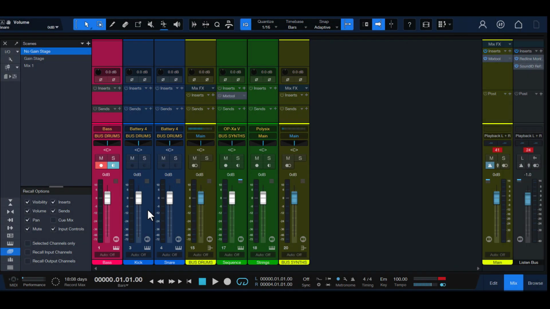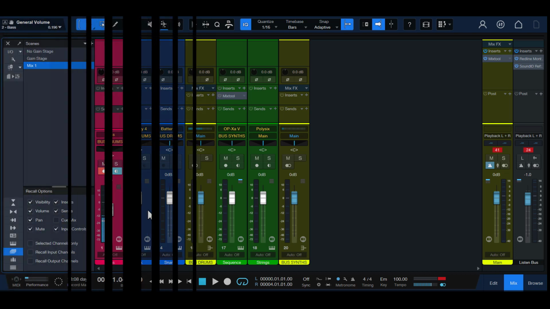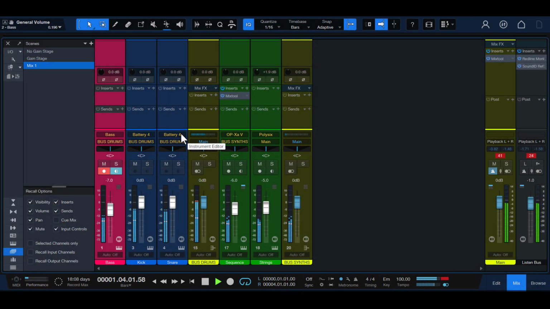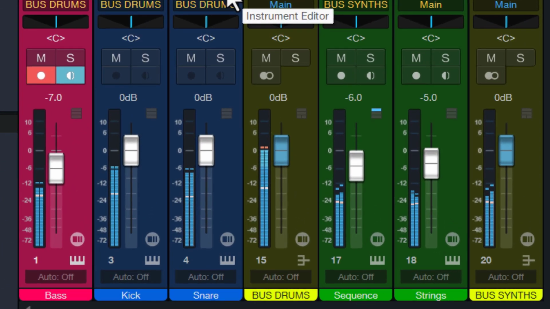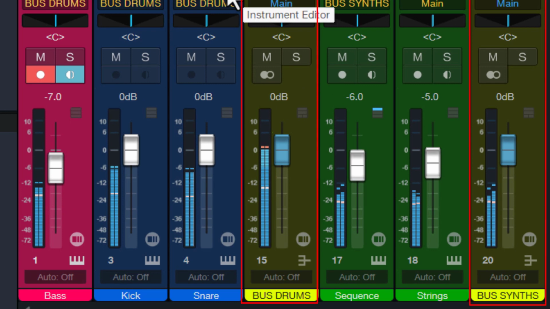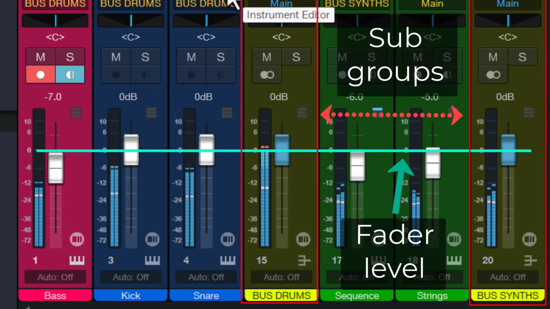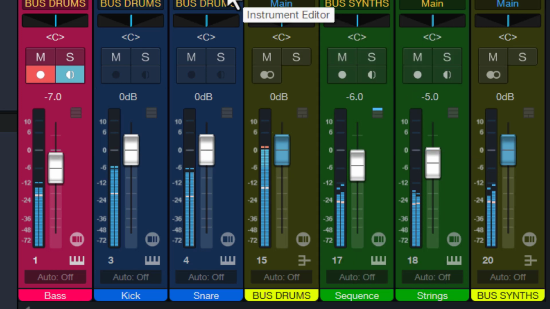A few important things to keep in mind. This gain staging procedure is not for setting the initial balance of your mix. It is to ensure you have appropriate levels in your audio signal flow. If you gain stage correctly, your channel faders should always be lower than your subgroup faders. If this isn't the case, go back and repeat the gain staging process.